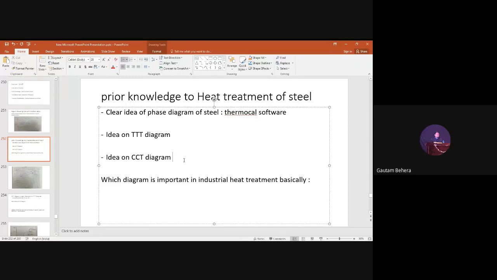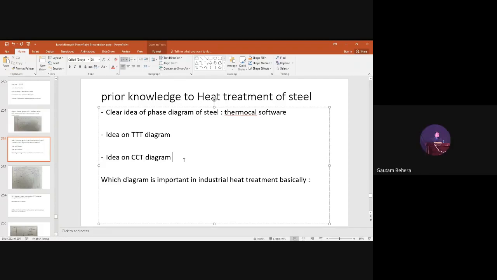Okay, someone said CCT. Can you justify that? Sir, in real cases, very few processes are done in an isothermal way. On an industrial scale, I think no isothermal way is adopted for all the processes. So CCT will be more useful.